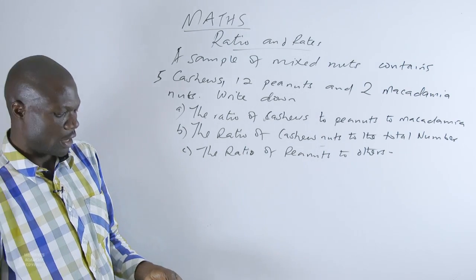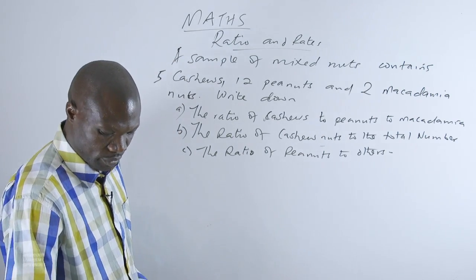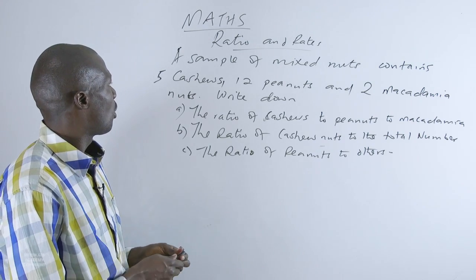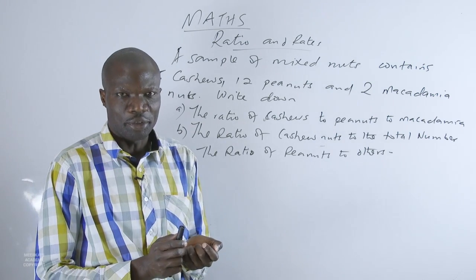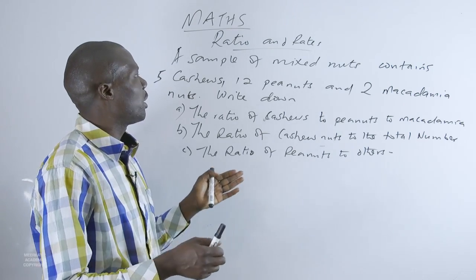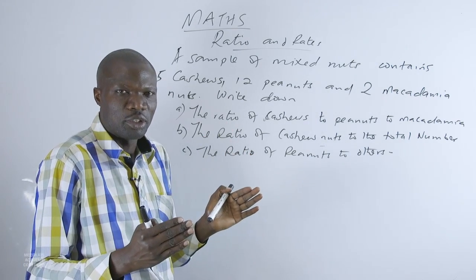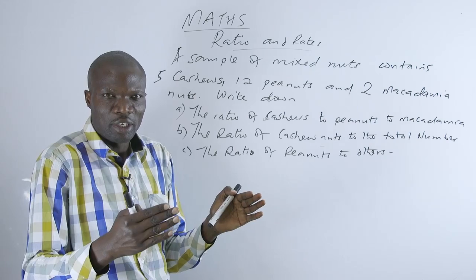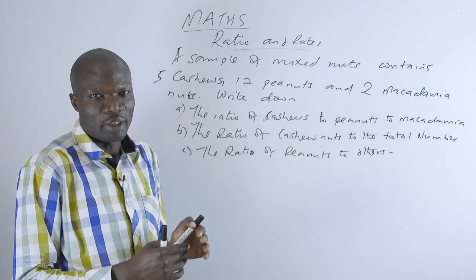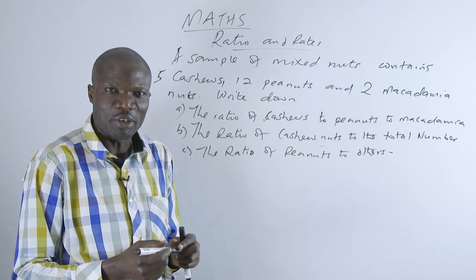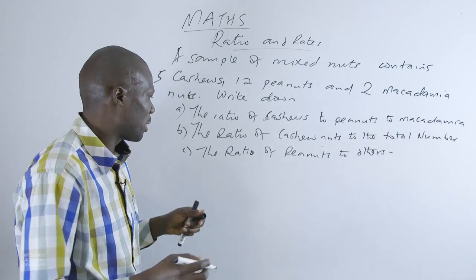So in this case here, we need to find out if we have to write the ratio of cashews to peanuts to macadamia. Let's ask ourselves, how many cashews are there?